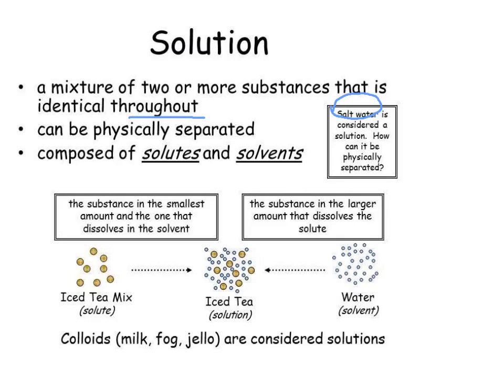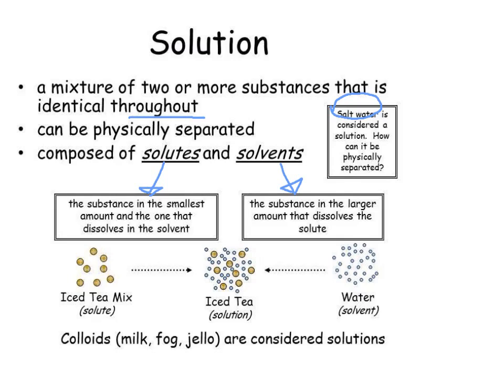A solution can be made up of two different parts. The first one is the solute, which refers to the substance in the smallest amount and the one that dissolves in the solvent. Aside from the solute, we also have the solvent. The solvent refers to the substance in the larger amount that dissolves the solute.